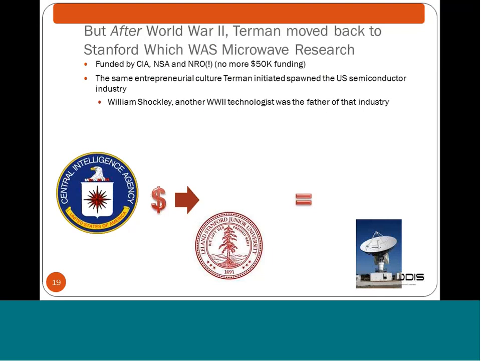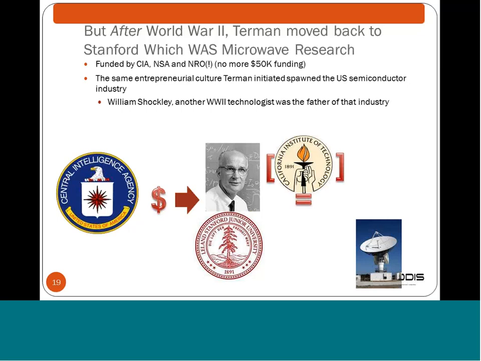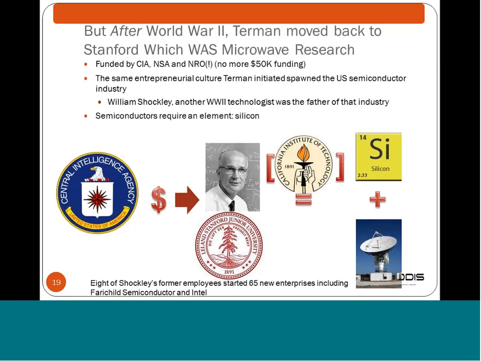William Shockley, who worked at Bell Labs, was one of the inventors of the transistor. He moved to the same area because of this entrepreneurial spirit. He went to Caltech, and he was more famous for producing semiconductors, and they need silicon, and hence the name of the place became Silicon Valley.